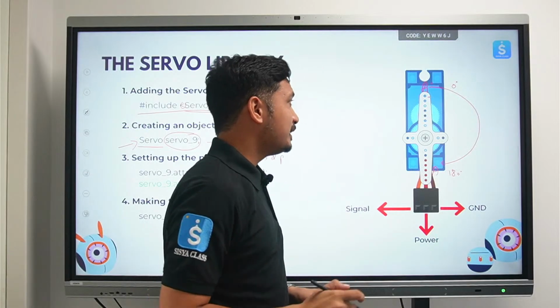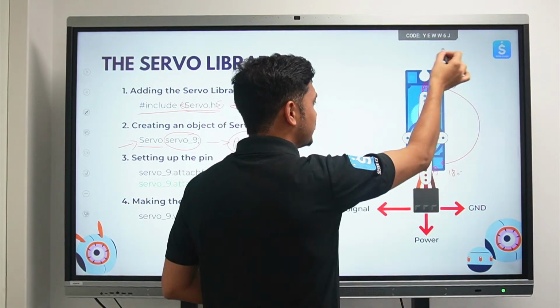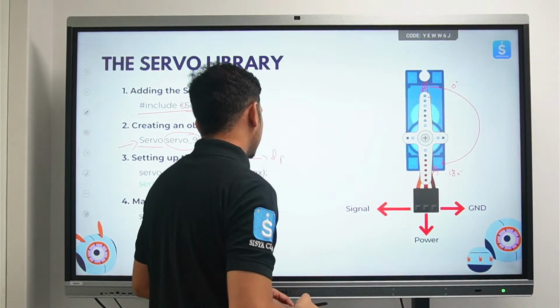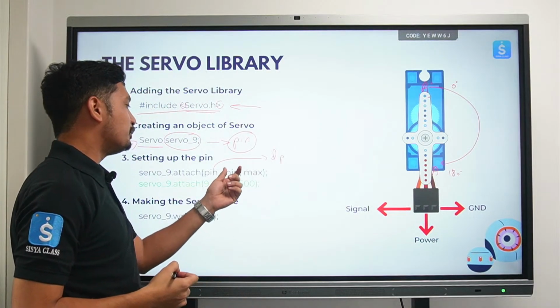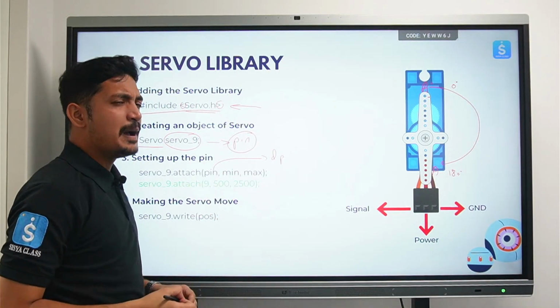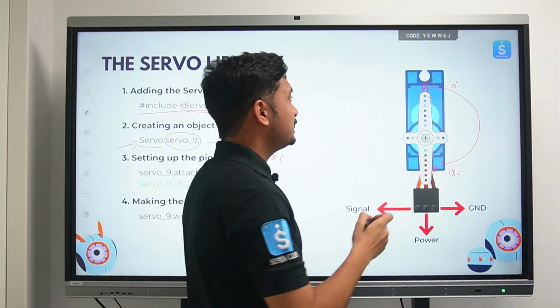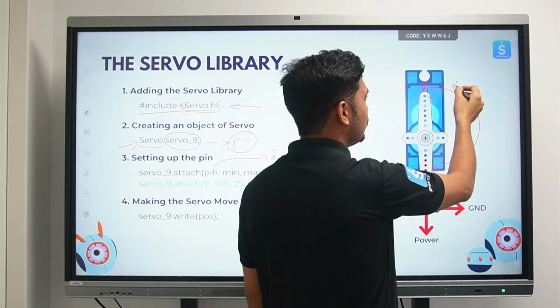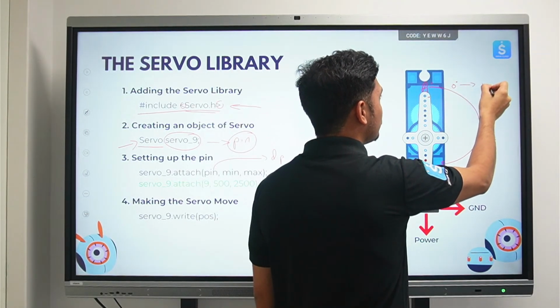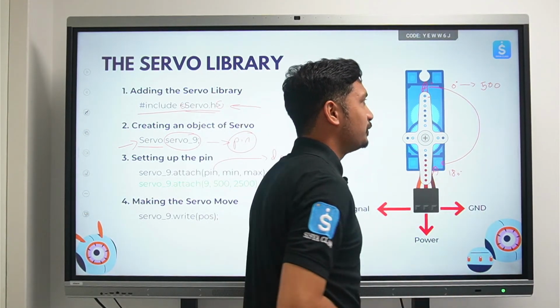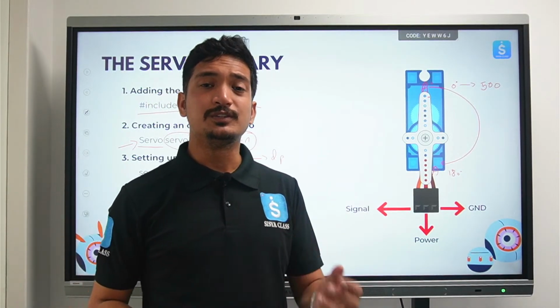In this case, where we are using this servo motor, the minimum value is 500. Now what does 500 mean? It means that if my arm is set at 0 degree, then the value that we are passing should be 500. So 500 refers to 0 degree.